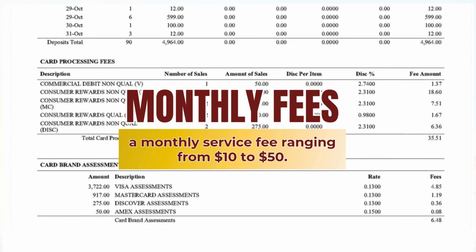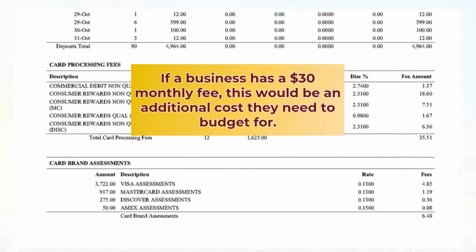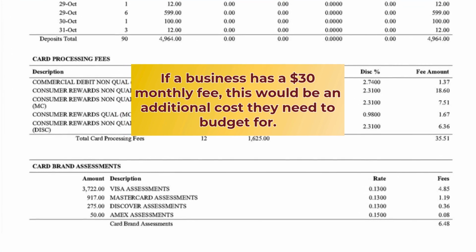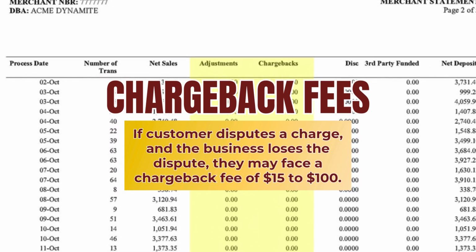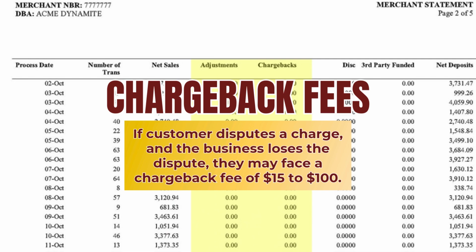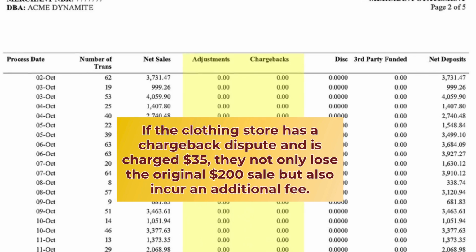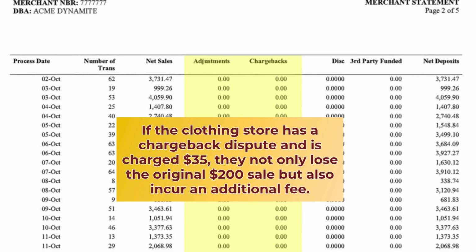Processors may charge a monthly service fee ranging from $10 to $50. For example, if a business has a $30 monthly fee, this would be an additional cost they need to budget for. Number three is the chargeback fee. If a customer disputes a charge and the business loses the dispute, they may face a chargeback fee of $15 to $100. For instance, if the clothing store has a chargeback dispute and is charged $35, they not only lose the original $200 sale but also incur an additional fee.